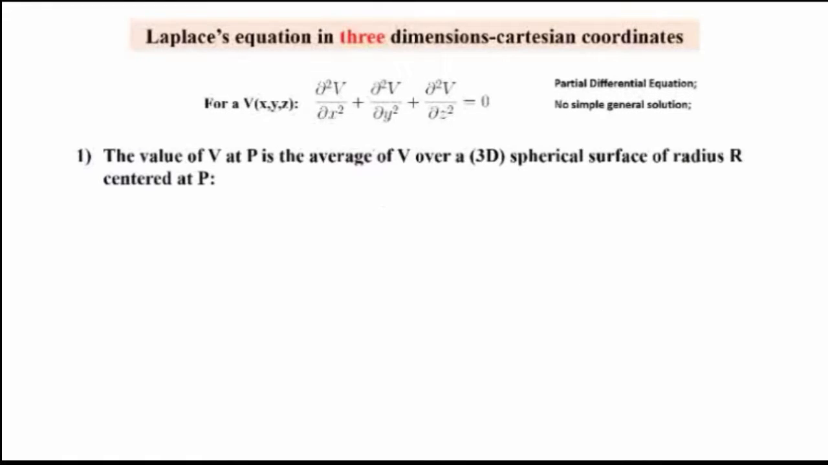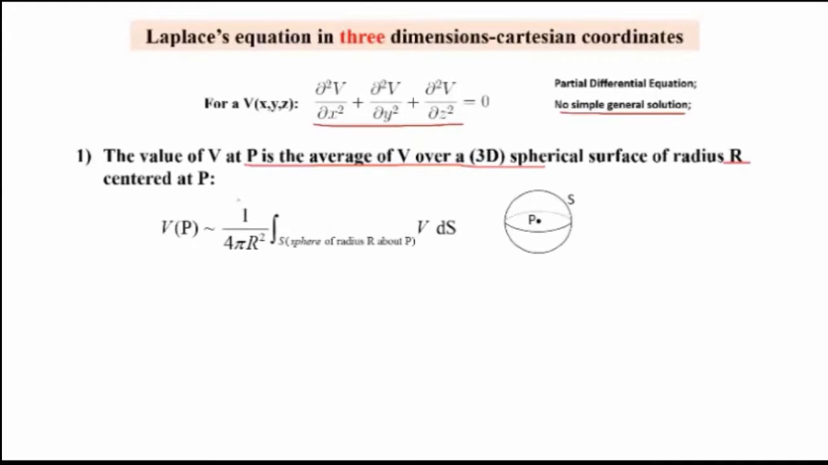So in 3 dimensions, again, we just add one more term, Cartesian coordinates, set that equal to 0. Again, there's no simple general solutions. The value of V at P now is the average over a spherical surface, again of some radius, capital R, centered at the point P. So let's go back to our picture then. We have a point P and a surface S that's made of a sphere of radius capital R.